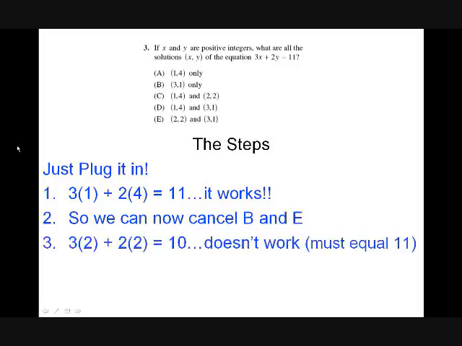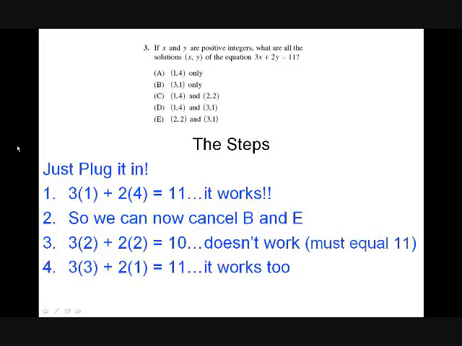So when we try out 2, 2, we get 3 times 2 is 6, plus 2 times 2 is 4. 6 plus 4 is equal to 10. That doesn't work because we're looking for the equation to equal 11 when we plug the coordinates in. So we can now cancel out C as an answer choice. So let's take a look at D. So we've already tried out 1, 4. Now we're going to try out 3, 1.